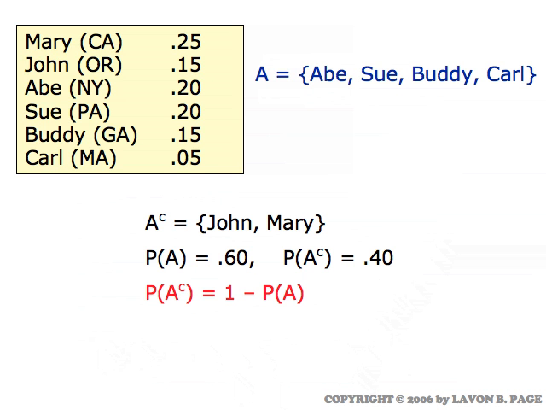And finally, let's illustrate something about complements. If A is this event, then the complement of A would be the case where somebody other than these guys wins, which would be John or Mary. The probability of A is 0.60, since these folks' probabilities of winning add up to 0.60. So the complement, John and Mary, has to be 0.40, as you can see if you look directly at Mary's and John's probability and add them together. You can always obtain the probability of the complement of an event as 1 minus the probability of the event.